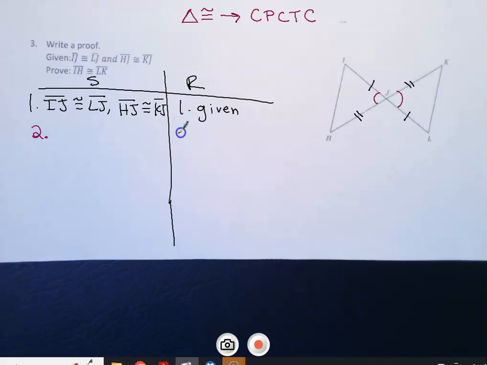Well, that's the reason we know. The vertical angle theorem says that vertical angles are congruent. So what can we say?